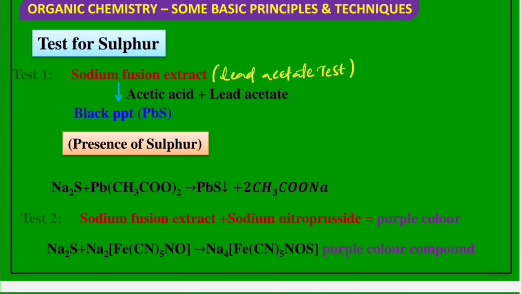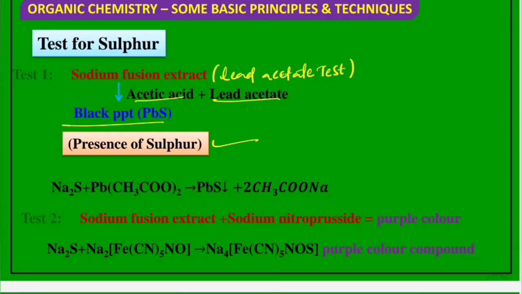In the lead acetate test, the sodium fusion extract is acidified with acetic acid and lead acetate solution is added. A black precipitate of lead sulfide is formed. It indicates the presence of sulfur.